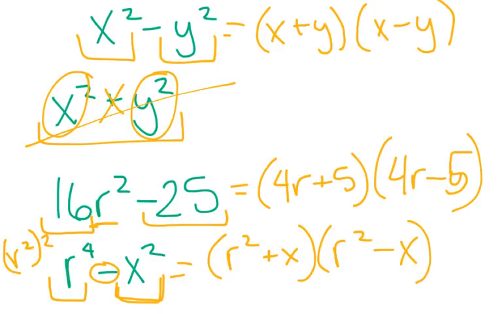And if you want to double check any of these to see why it works, you can use your distributive property to see if the factored version will end up equaling the original version as well.